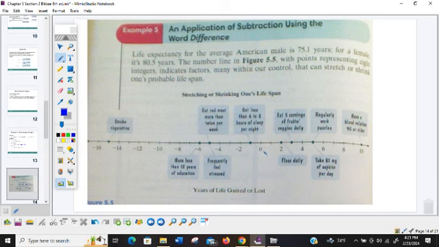On example 5, it says life expectancy for the average American male is 75.1 years. For a female, it's 80.5. The number line shows the points representing the 8 integers here that indicate factors within our control that can stretch or shrink our lifespan. Okay? Now, if you look at this, we have smoking, what that does to you, flossing daily, taking 81 milligrams of aspirin per day. I cannot read that. Let me move to my book. Okay? There's different things you can do. They asked us 2 questions on this example.